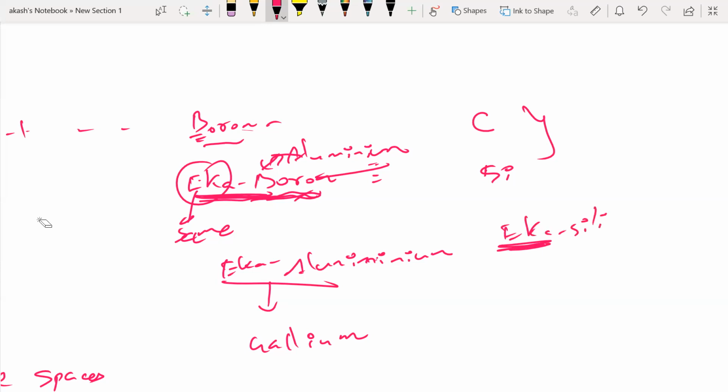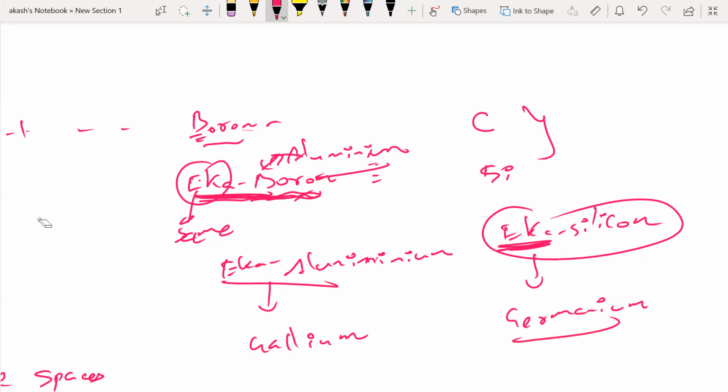Eka silicon. That is a property. I mean, the element is going to be discovered in the future, which will have similar properties to those of silicon, he said. And obviously, this element was found out in the future to be germanium. Germanium was the element which was named by Mendeleev as Eka silicon before it was even found out, and eventually they named it germanium. The element was discovered.